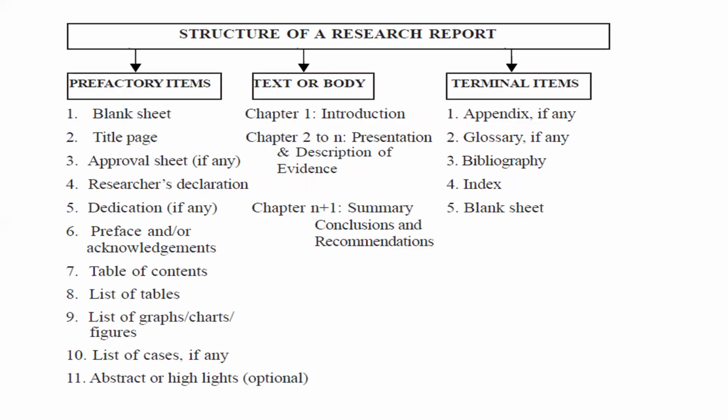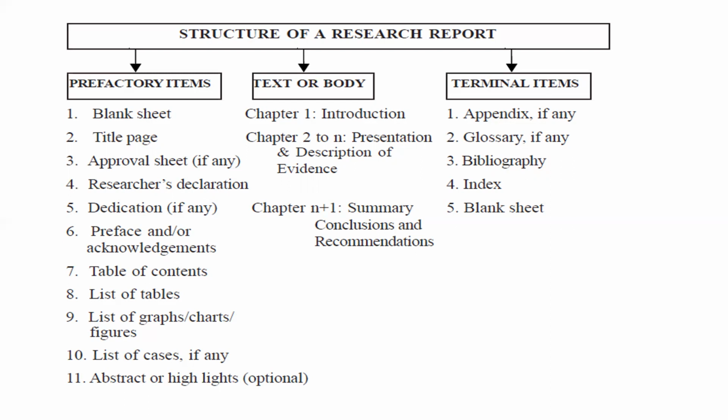तो अभी तक हमने करा है what do you understand by report, reporting क्या होती है, purpose of report क्या होता है, different types of reports क्या होते हैं, उसके बाद stages which are there while preparing reports. So now we are covering structure of a report. तो structure को हम तीन जो sub parts होते हैं उसमें divide करते हैं. First is pre-factory items जिसमें title page, approval sheet, researcher's declaration, dedication, preface या acknowledgement, table of content, list of tables, graphs, abstract. ये कुछ important parts हैं which come under the sub part that is pre-factory items.